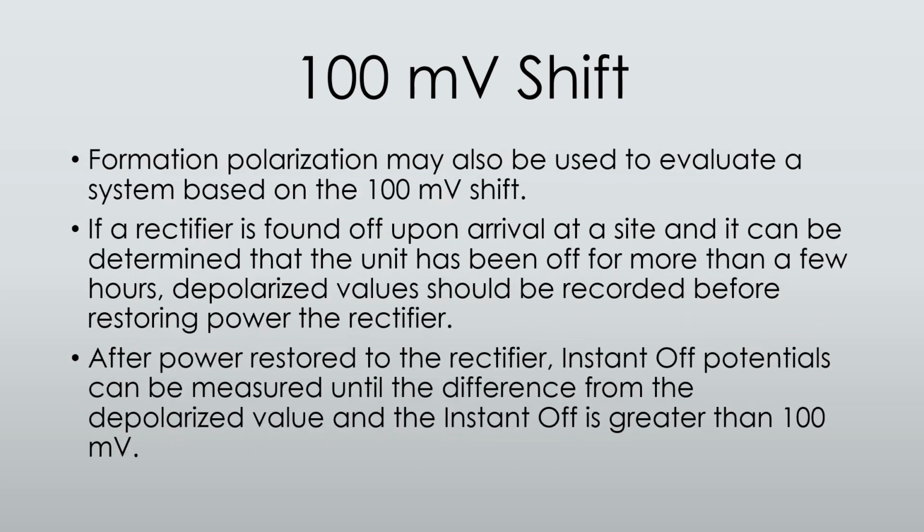So decay polarization is one way to evaluate criteria, but there is also formation polarization that can be used. So say you show up to a site and the rectifier is found off upon arrival, it can be determined that the unit's been off for more than a few hours. Usually in this case it'll be a few days since you got the call to come out and look at the unit. The depolarized values should be recorded before restoring power to the rectifier, because then once you turn it back on, you may be able to say the system has shifted enough in a couple hours of the system being back on, and you can pass the system without necessarily having to hit the negative 850 criteria.